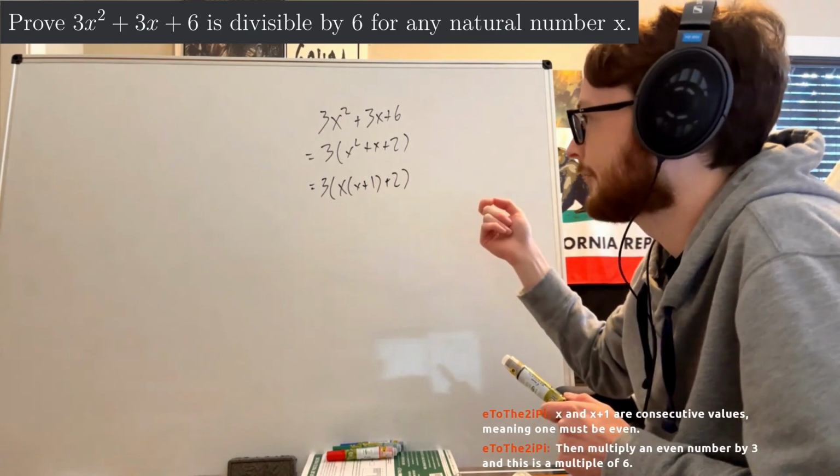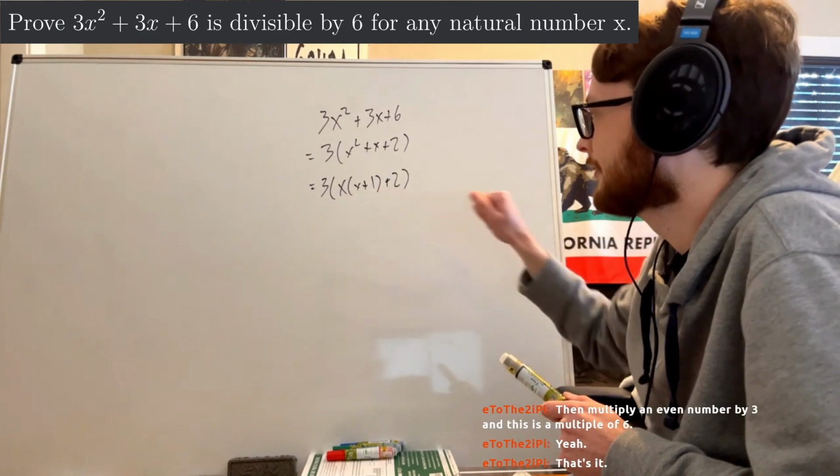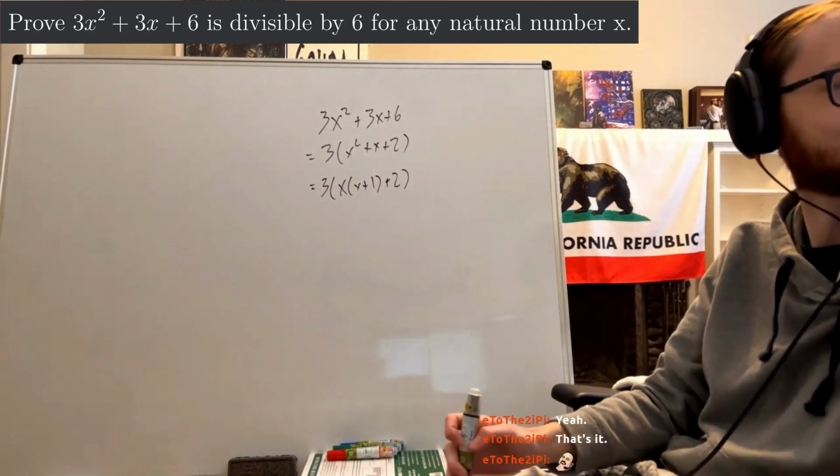And an even number times an odd number is still even. An even number plus 2 is still even. So this is 3 times an even number. I just feel like it's not very mathematical.